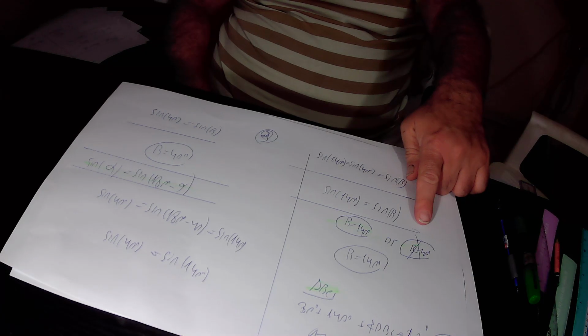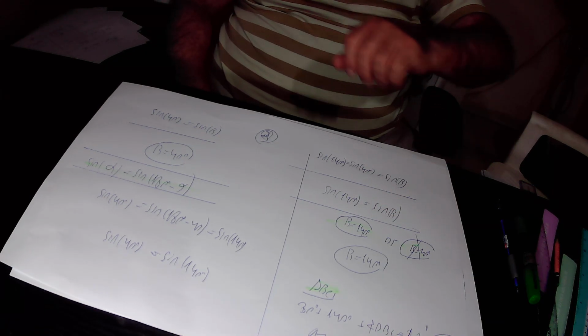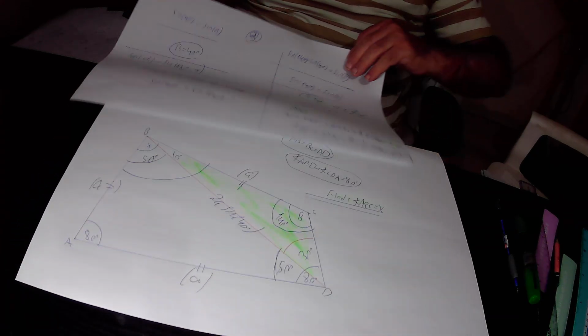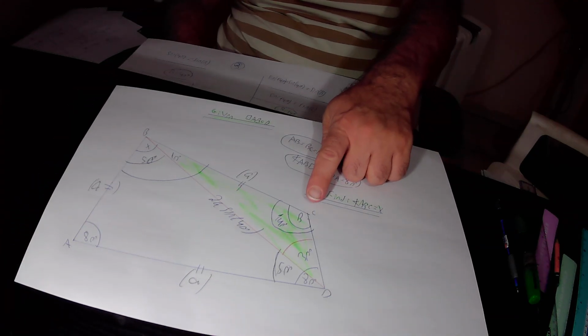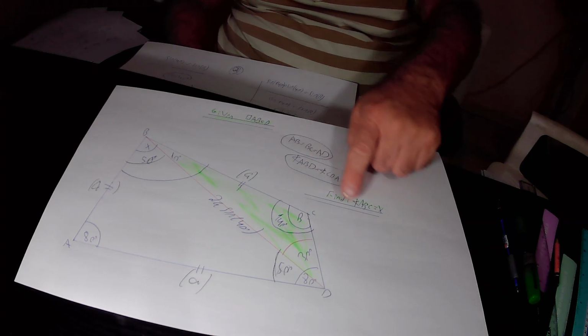We took into account only the second solution for angle beta, that angle beta equals 140 degrees in its size. So this is the angle BCD.